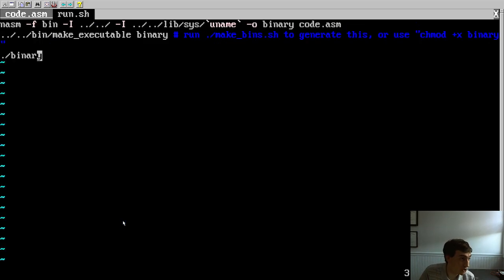And then we have our run shell script. So you need to have a bash compatible shell. Basically this is like a makefile. It compiles our assembly code into a binary. It computes whether you're on Linux or BSD, and includes the corresponding syscalls. Then it makes that binary executable, changing that set of zeros and ones to being executable as far as the OS is concerned, and then it runs that binary. So that's all it does.